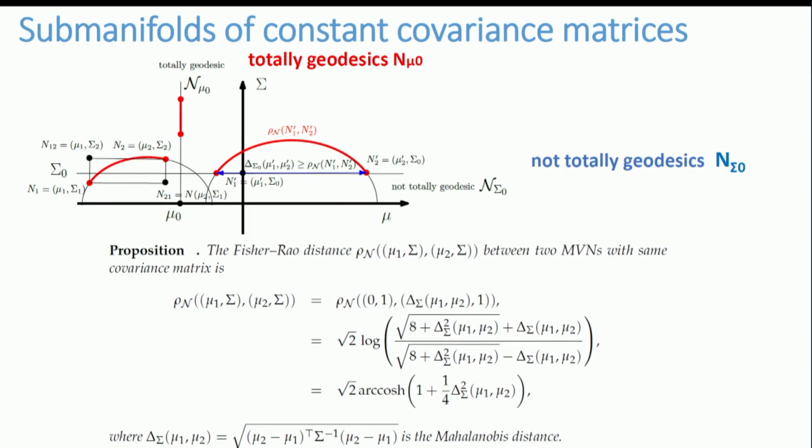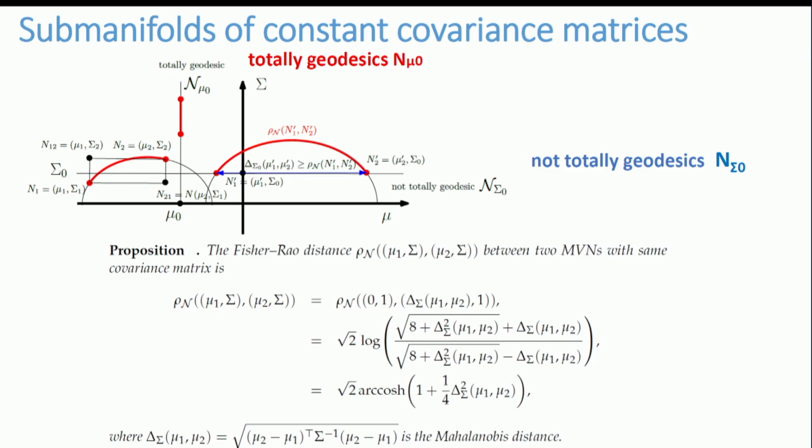In the case that you want to have the submanifold with the covariance matrix fixed, here you can bound by the Mahalanobis distance, but it is not totally geodesic. For example, here this blue line, if you integrate the length element along it, will be much longer than this red geodesic here, which is a real Fisher-Rao geodesic. But what you can show, from some work that has been done, is that you can express in closed form this solution according to the Mahalanobis divergence.